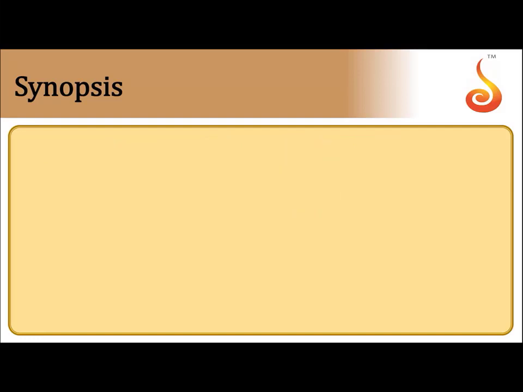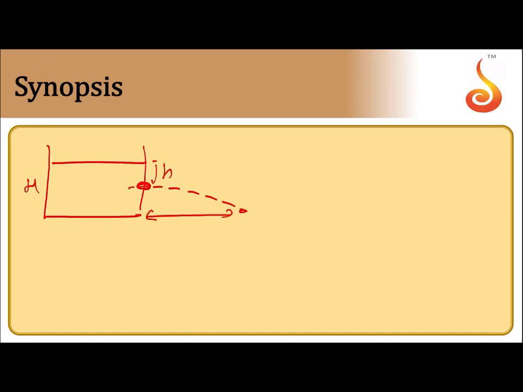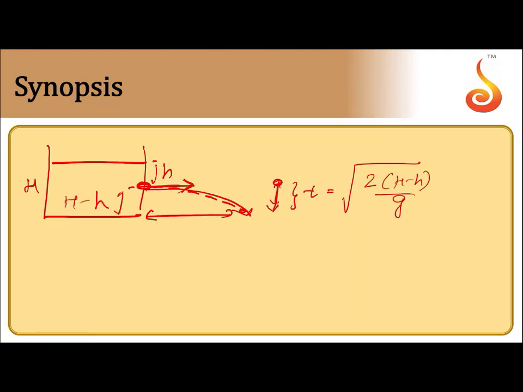We can also find out the time required by the liquid to strike this point, the range, etc. As the vertical velocity of the liquid at the orifice is 0 at the beginning, the time taken by the liquid to reach this level is as good as free fall. So the time required by the liquid which is coming out to reach this bottom level is given by square root of 2 times (H minus h) divided by g, this height being H minus h. So the liquid which is coming out takes this time to reach the ground level.